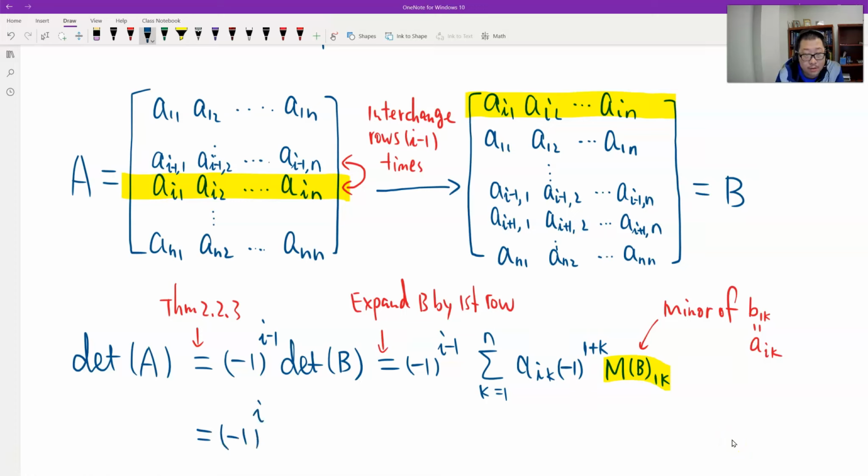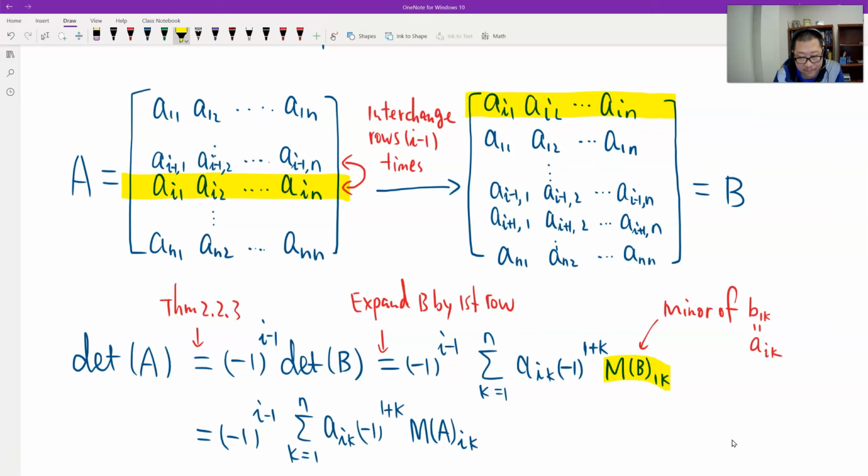So I can just put here negative 1 raised to i minus 1, I copy, and the sum over k from 1 to n of a_1k times negative 1 raised to 1 plus k. Okay, so the minor of matrix B, and the first row, what is the minor? The minor is cut at the row, and then cut at the column. Imagine, this minor is exactly the minor of A. So I can put, this is the minor exactly of matrix A. The position, imagine, is the i-th row, the k-th column.